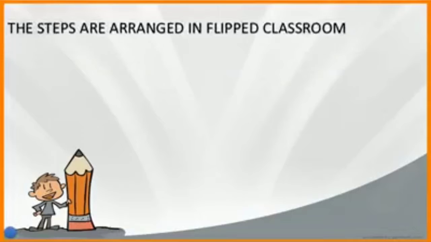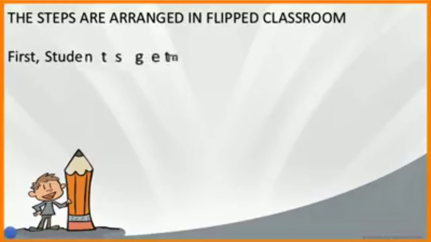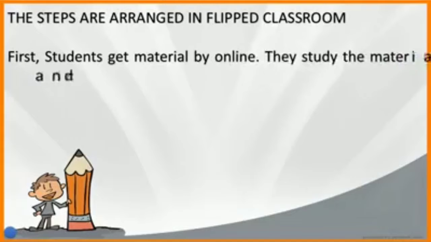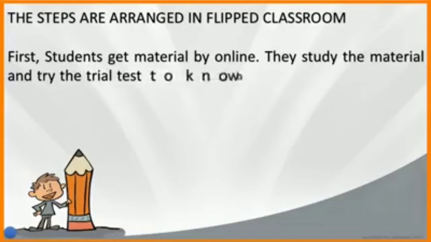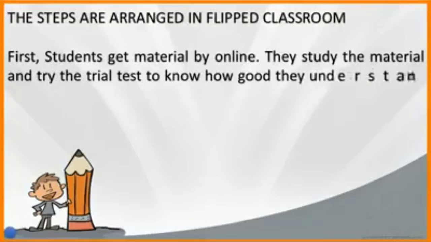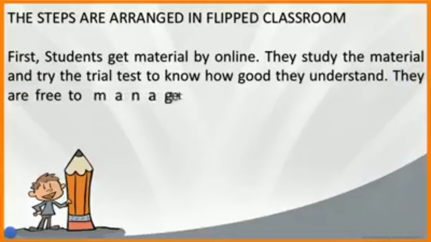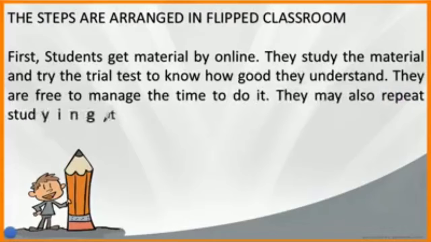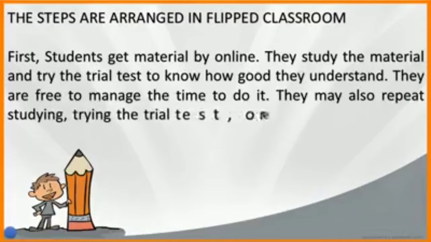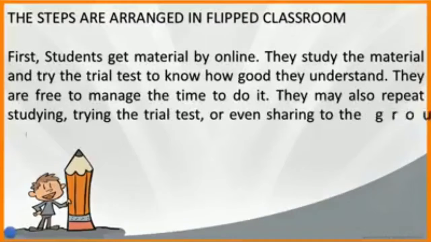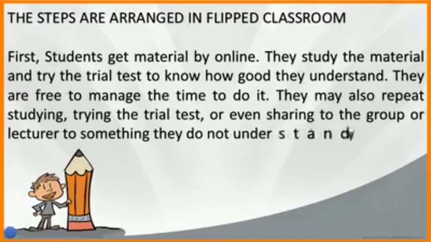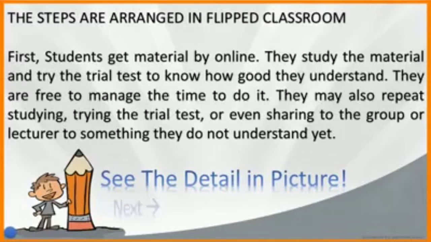The steps are arranged in a flipped classroom. First, students get material online. They study the material and try the trial test to know how well they understand. They are free to manage the time to do it. They may also repeat studying, trying the trial test, or even share with the group or lecturer something they don't understand yet. See the detail in the picture.